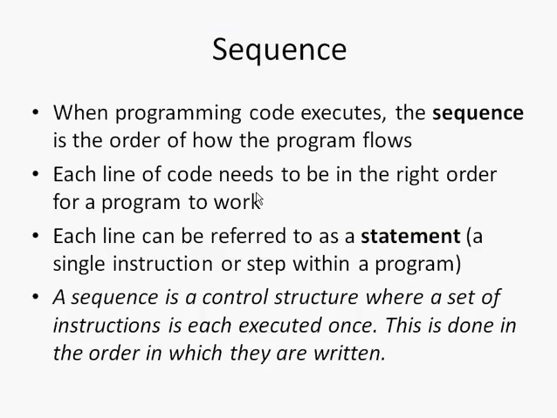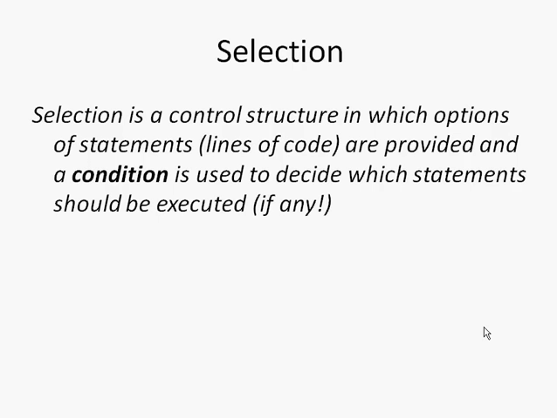Definition of sequence. Sequence is a control structure where a set of instructions is each executed once. This is done in the order in which they are written. The next major construct we need to look at is selection. So a good definition of selection might be a control structure in which options of statements are provided, and a condition is used to decide which statement should be executed, if any at all.